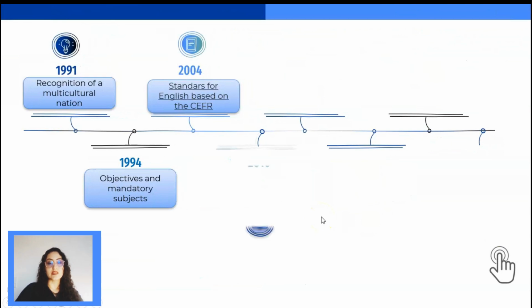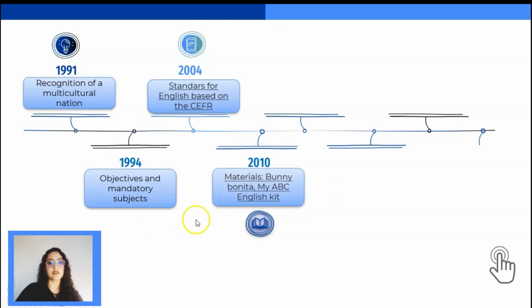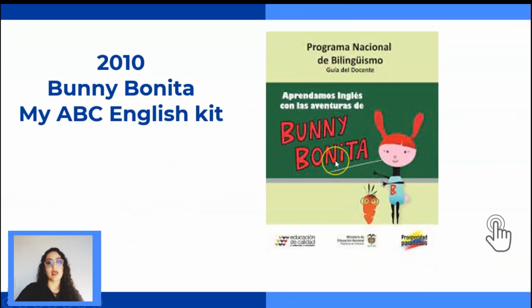After that, in 2010, as part of the educational sector plan that covered 2010 to 2014, a program for strengthening foreign language competencies was established by the Ministry of Education. During this program, materials were published for primary level, including the Bani Bonita strategy that you can find on the Colombia Aprende website, and the My ABC English Kit.